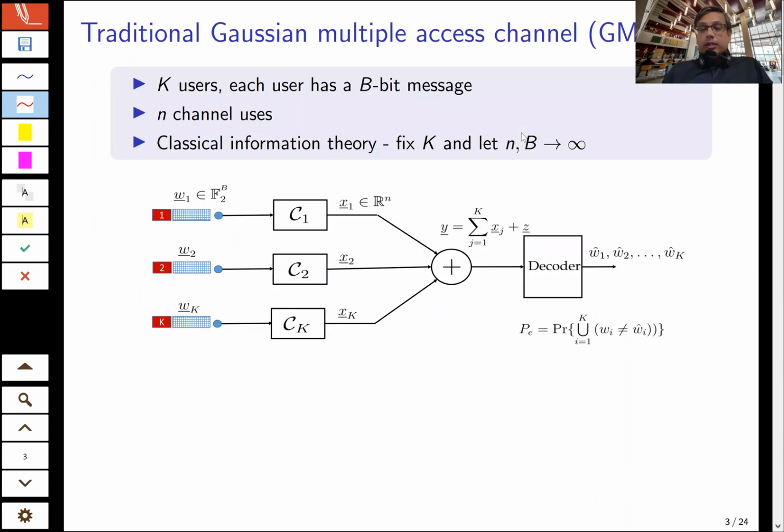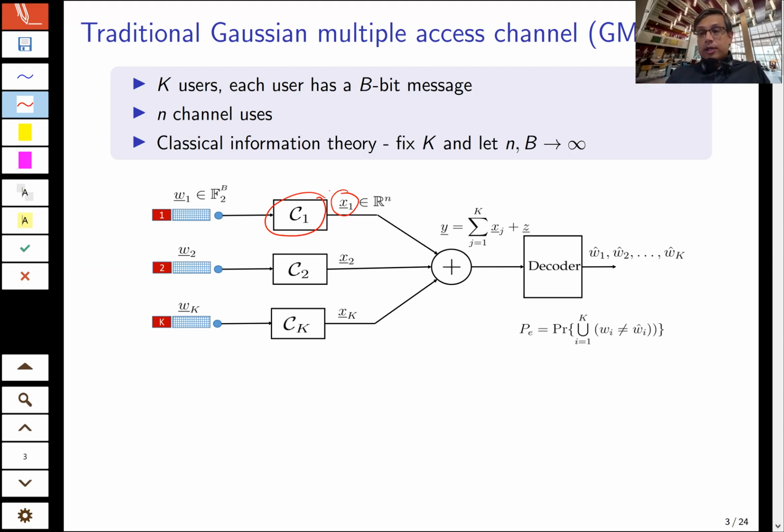So let's start with the traditional Gaussian multiple access channel. This is a channel that has been studied in information theory for a very long time. It's typically discussed in textbooks. So in this channel, we have K users, and each user is assumed to have B bits of information, or a B bit message. And each user encodes its information using a codebook C into a codeword X. Now, we assume that X satisfies a power constraint, or there is a constraint that the power of X has to be less than or equal to P.